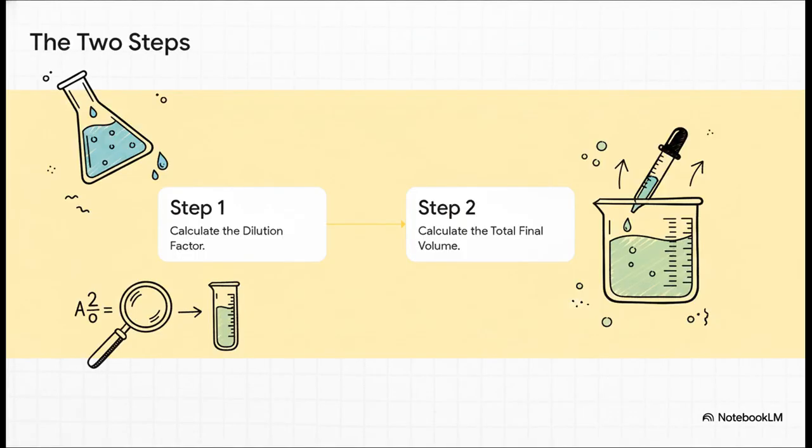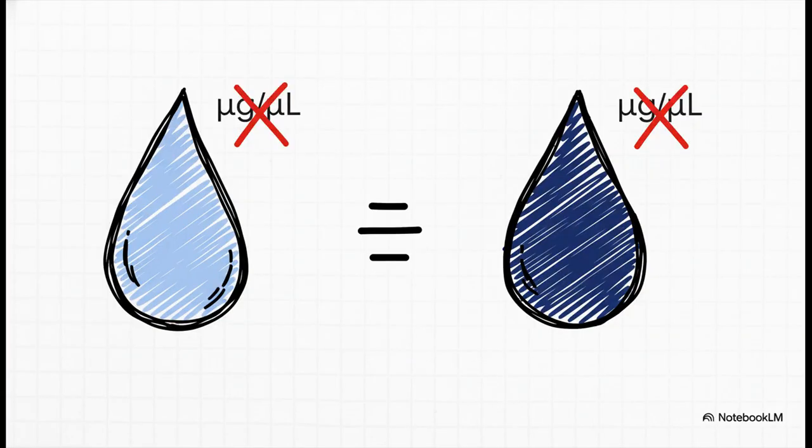We are going to solve this in just two incredibly easy steps. That's all it takes. First, we'll find our dilution factor, and second, we'll use that factor to figure out the total final volume our new solution needs to be. Ready? Let's do it.